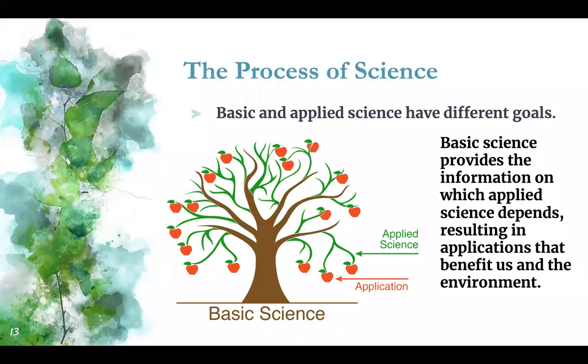So when Watson and Crick went out to study DNA, they weren't going to apply this information, the structure of DNA, to anything. They just wanted to know, what is the structure of DNA? And I have to point out, though, that Rosalind Franklin was really responsible for discovering the structure of DNA. Anyway, that is basic science, right? You are just finding things out just for the sake of doing it. But this is really important because it gives us the information we need for applied science.